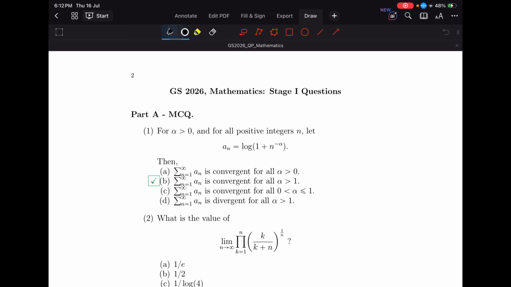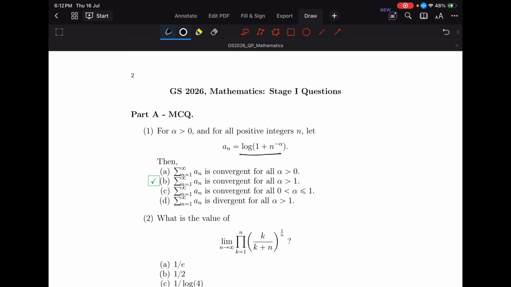Let us start. It is given that alpha is a strictly positive real number, and for all positive integers n, they are defining a_n to be log of 1 plus n to the power minus alpha. So we have to check the convergence of summation n from 1 to infinity of a_n.